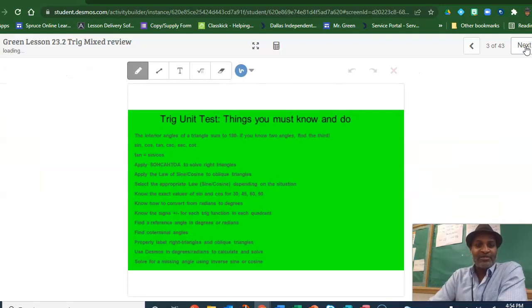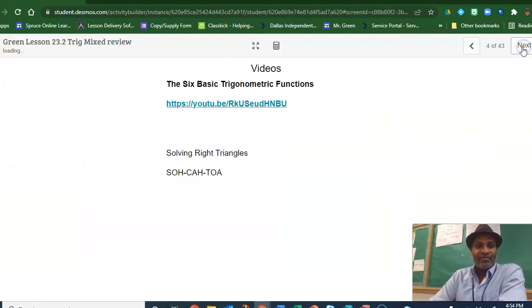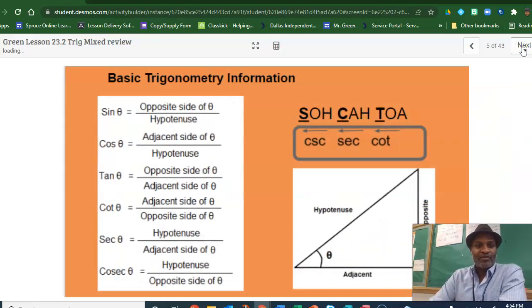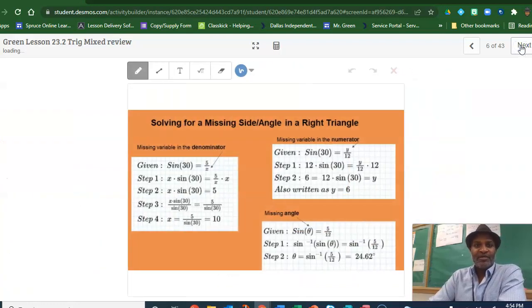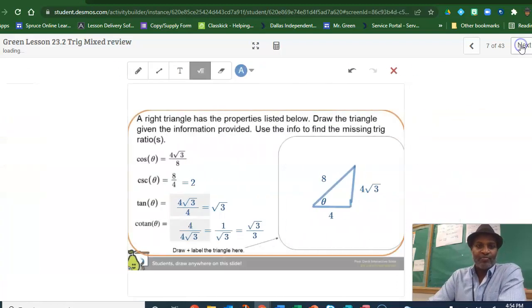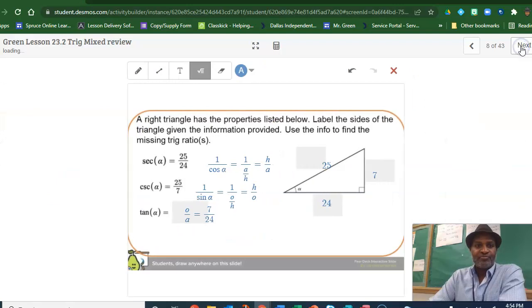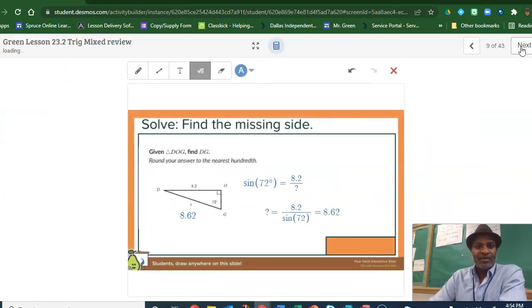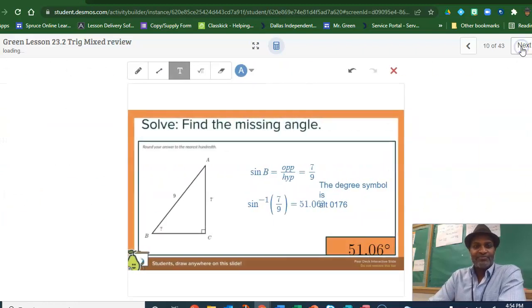All right, here is everything that you need to know for the exam next week. Okay, here's a video on the 6 basic trigonometric functions. Okay, there's a slide explaining. Okay, here's how to solve for a missing side or angle. Okay? Here's an example problem. Here's another example problem. All right, here's another one.